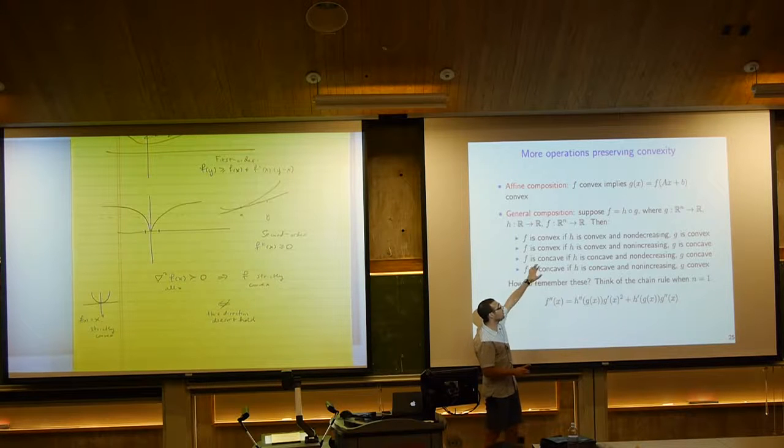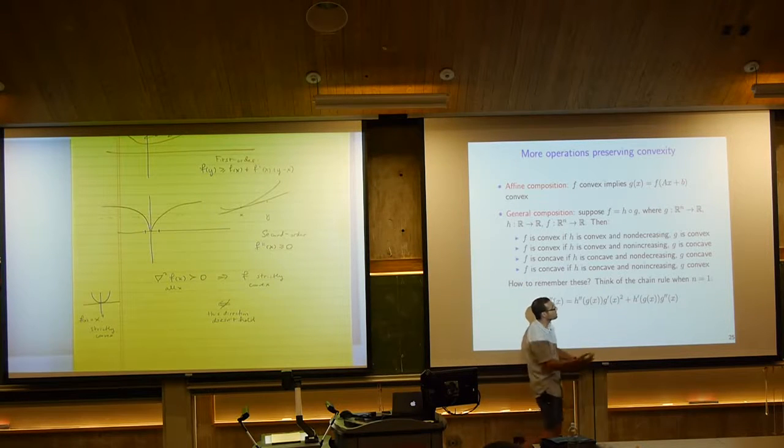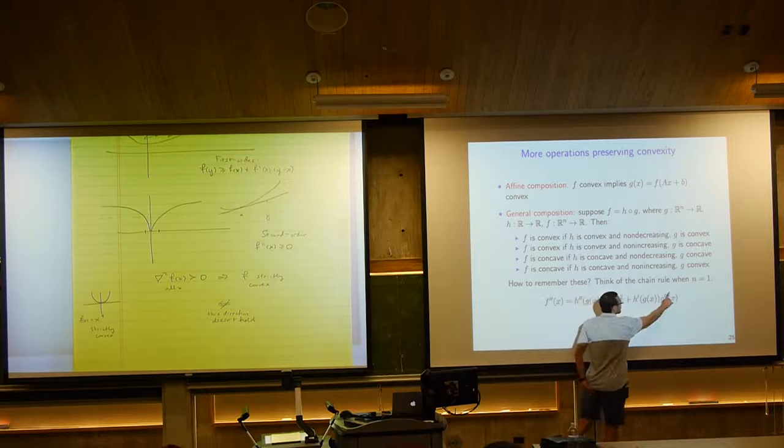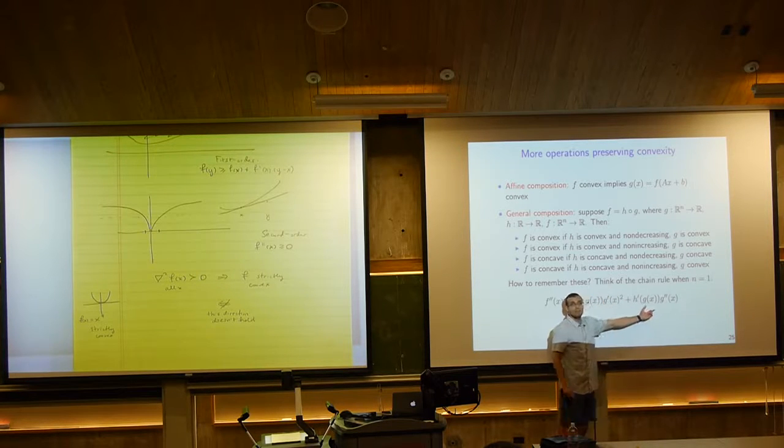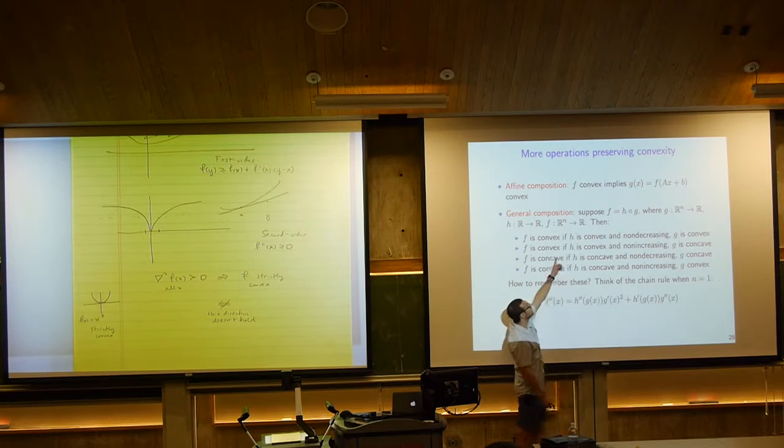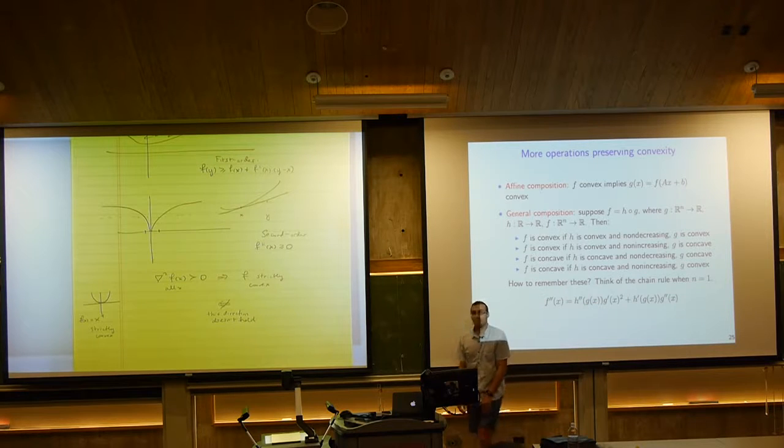Okay? The other rules follow from this similar logic. For example, if g was concave, then this is less than or equal to 0, and if h is decreasing, then so is this, so their product is going to be bigger than or equal to 0. Okay, so that tells me the second rule. I can take a convex function that's decreasing and g being concave and still have their composition being convex.